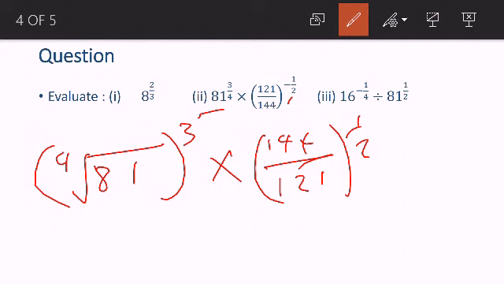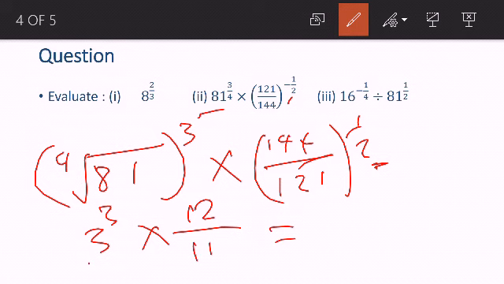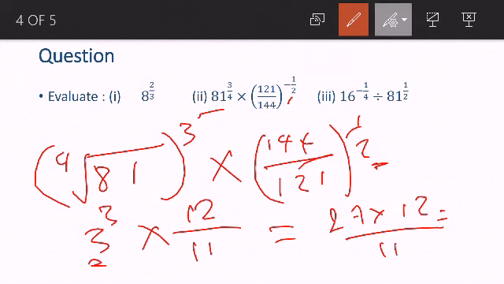So the fourth root of 81 is 3, so we have 3 raised to the power 3. Multiply by raised to the power half, which means square root, so the square root of 144 is 12, the square root of 121 is 11. So 3 raised to the power 3 is 27, so we are going to get 27 times 12 divided by 11, which we can get the final answer using our calculator.